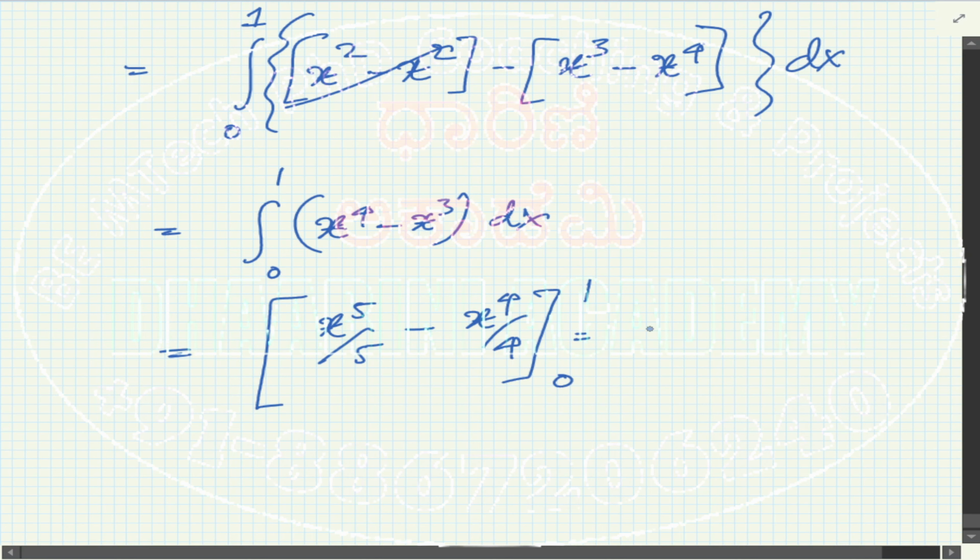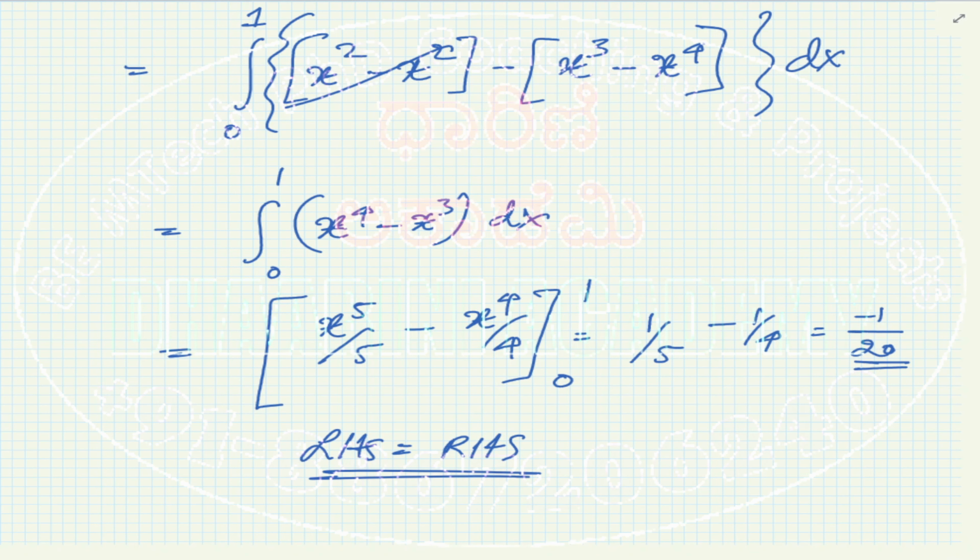So this is 1 by 5 minus 1 by 4. 4 into 5 is 20 in the denominator. So 4 goes to the left, 5 comes here. 4 minus 5 is minus 1 by 20. So you can see that this LHS is equal to RHS, and that is the solution of this problem.